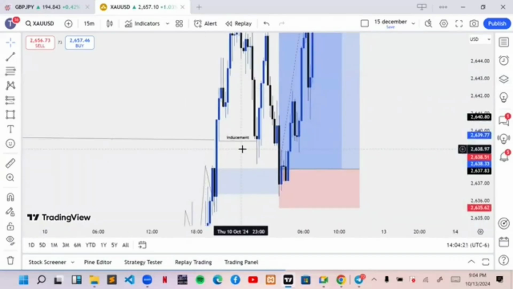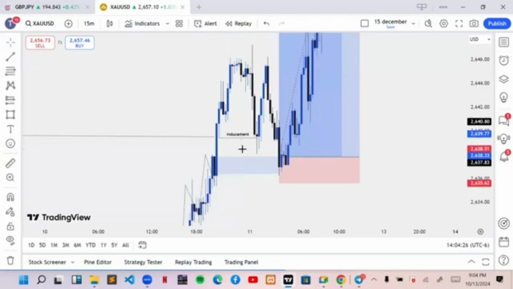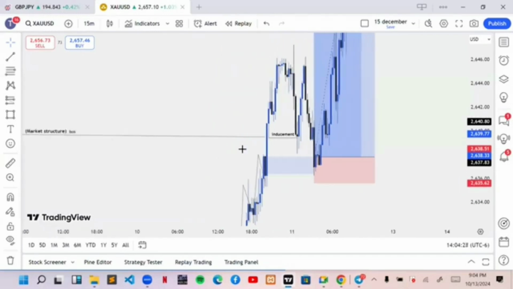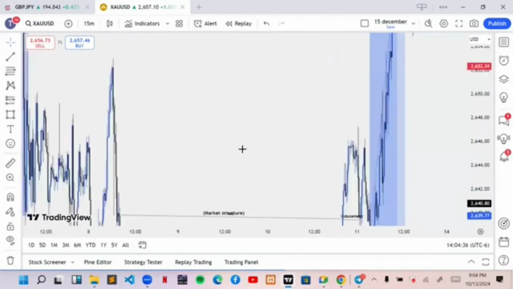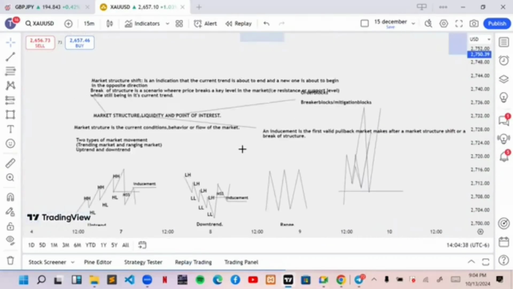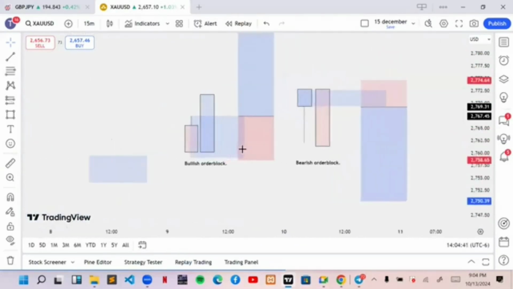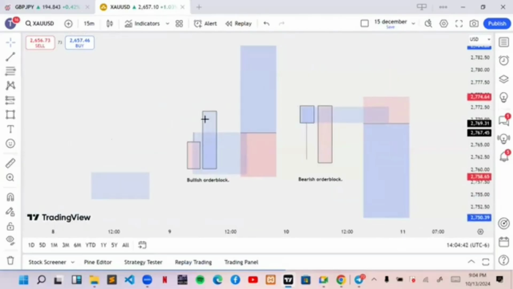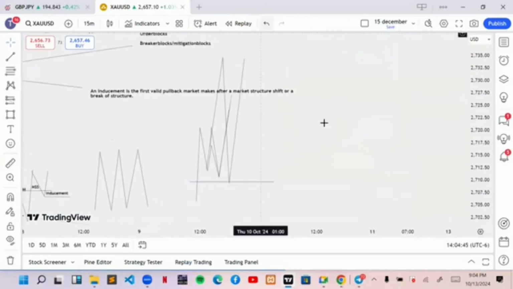So in this case, I'll be looking for my order block. Now for the order block, what am I going to be looking out for? Since I'm looking out for buys, the order block I'm going to be looking out for is the bullish order block. And how does the bullish order block look like? You see a bearish candle, you see a bullish candle engulf it, just like this. So that is what I'm going to be looking out for.